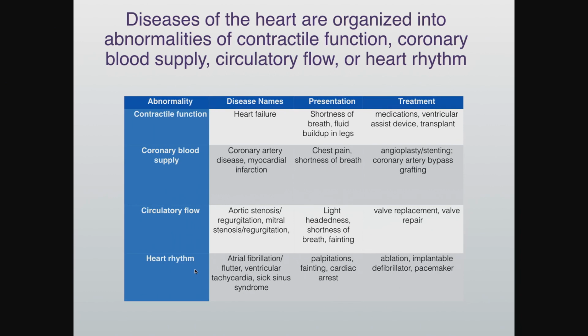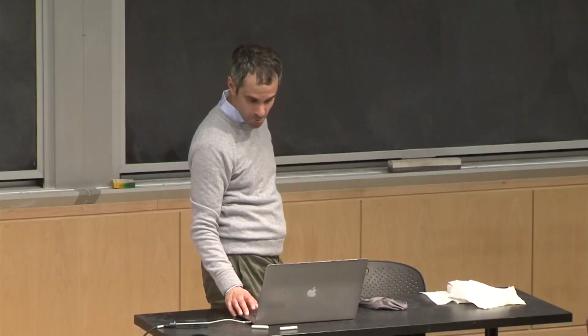And finally, there are abnormalities of rhythm, so something like atrial fibrillation, which is a quivering of the atrium. Too slow heartbeats, or ventricular tachycardia, can present as palpitations, fainting, or even sudden death. And you can stick a pacemaker in there, or a defibrillator in there, or try to burn off the arrhythmia.